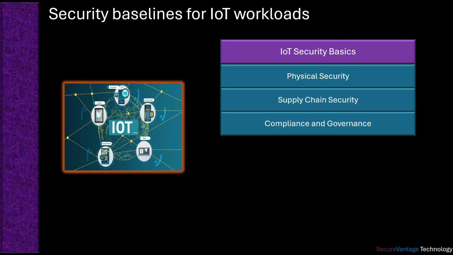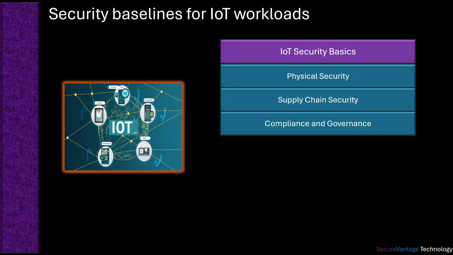In Microsoft Azure, tools such as Azure IoT Hub and Defender for IoT support IoT security baselines by providing secure device provisioning, monitoring, threat detection, and data protection. These solutions align with Microsoft's broader security framework, which can help organizations establish robust security postures for IoT workloads.